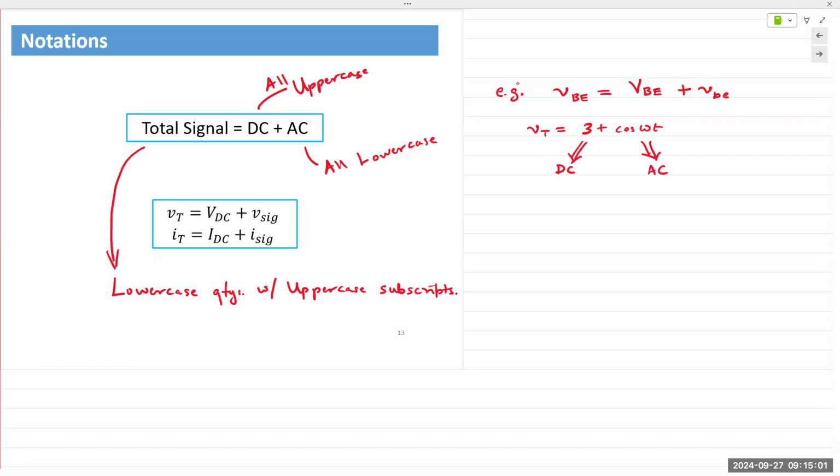Right? AC would change its value as a function of time. So if there's a variable in there, in that component, that's AC. If it's a constant, it's DC. Any questions? Good. Okay.